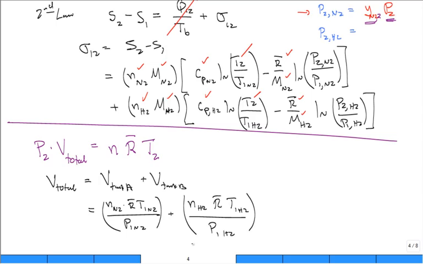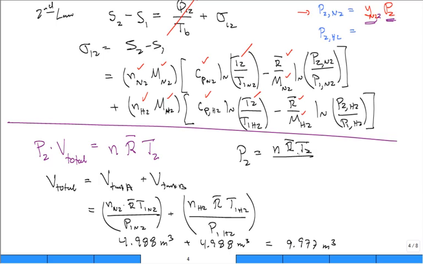When I add those up, I think I selected these numbers, 4.988 meter cubed plus 4.988 meter cubed is equal to 9.977 meter cubed. That's the total volume. So the pressure P2 is equal to total number of moles, R bar, final equilibrium temperature, divided by that total volume. And the final pressure comes in at about 185 kilopascal.